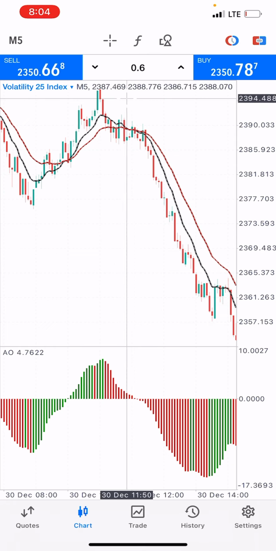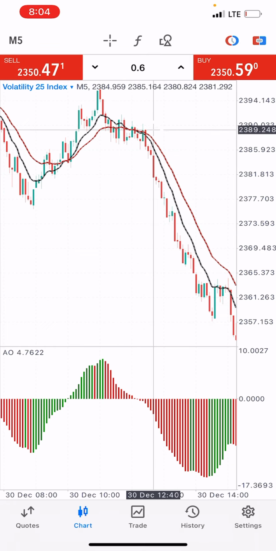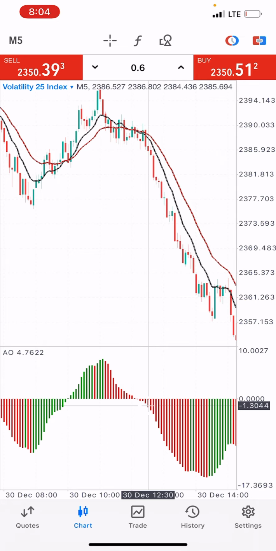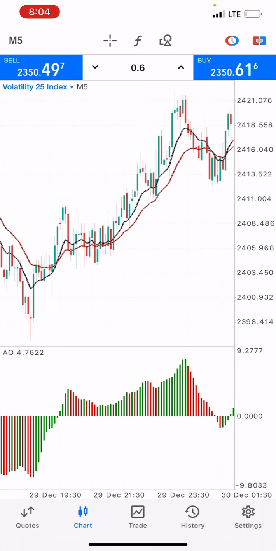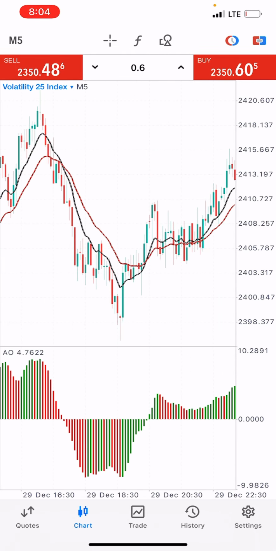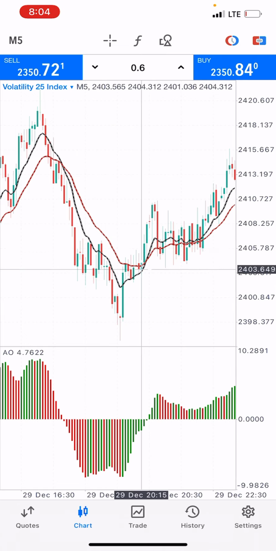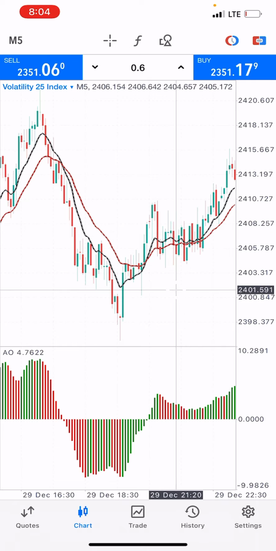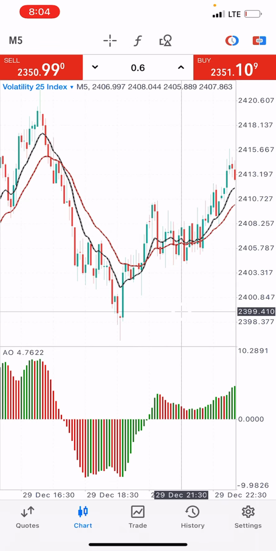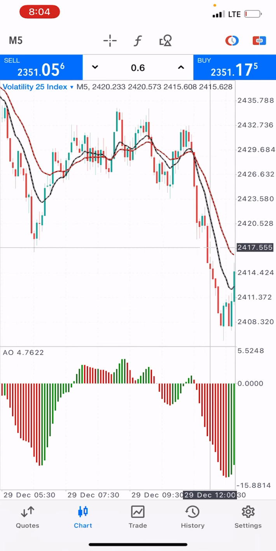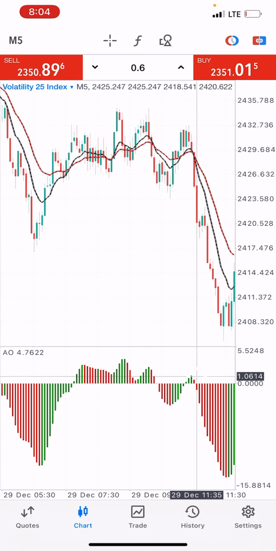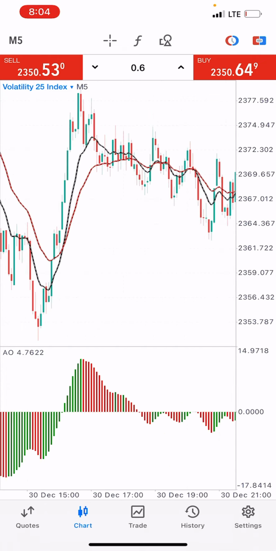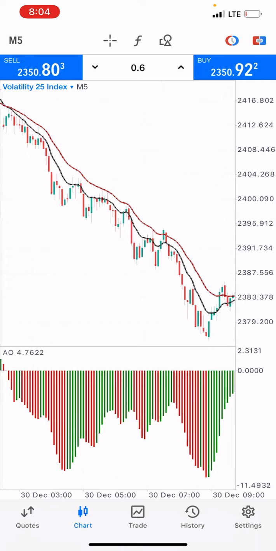Look again, guys, the red moving average crossed above at this point, and the awesome oscillator is below the zero level. It's a sell, make money again at this point. Black moving average crosses above the red moving average and the awesome oscillator is at the buy level, it's a buy at this point. This is a sell: red moving average crosses above the black moving average and the awesome oscillator is below the zero level. So guys, continuously make money with this strategy.